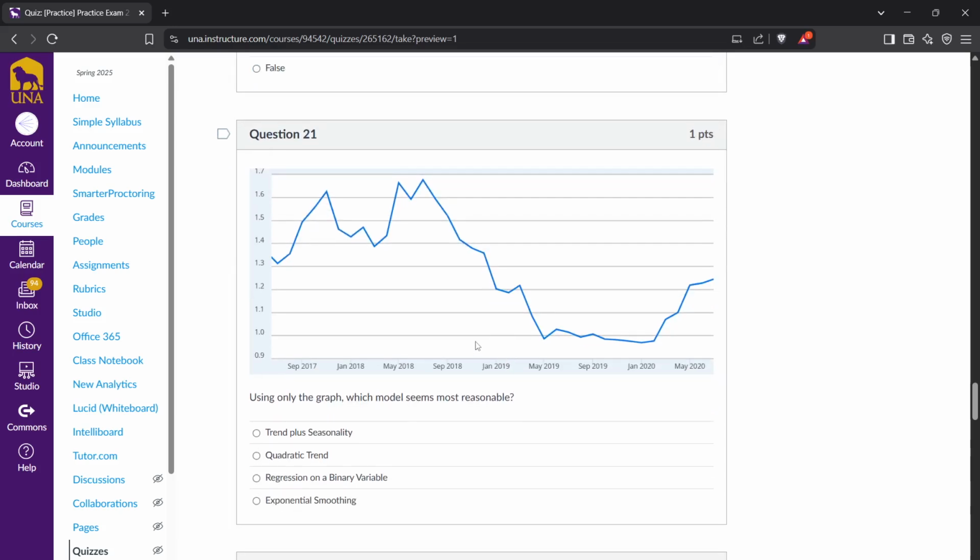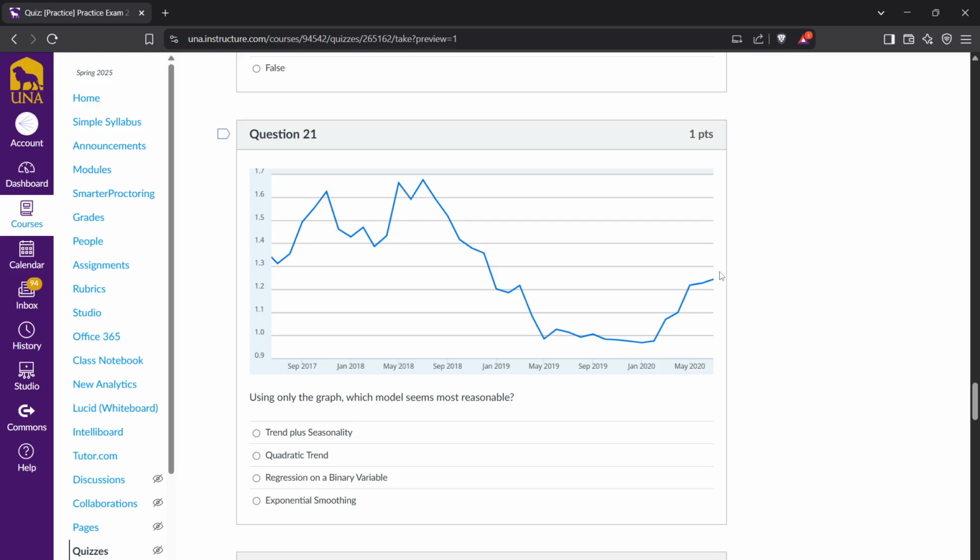And 21. This is going to be harder, isn't it? Using only the graph, which model seems reasonable? Trend plus seasonality. I don't see a linear trend. I see something that could be maybe cubic. It goes up and then down and then it looks like it goes up again. But this doesn't look like any of those deterministic trend models. It has too much movement, and it doesn't seem like it has a particular direction that it wants to go at any point in time.